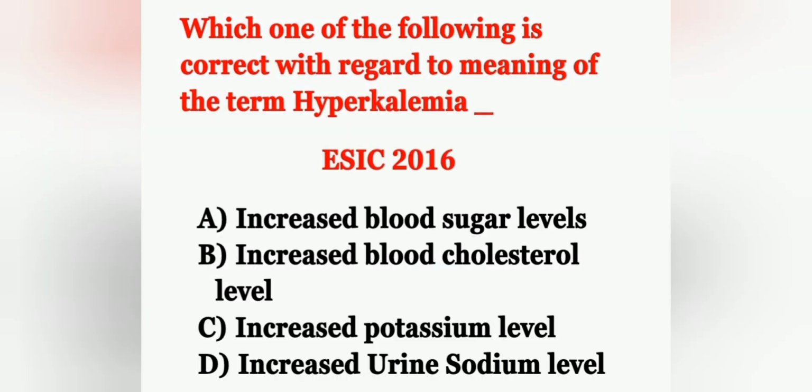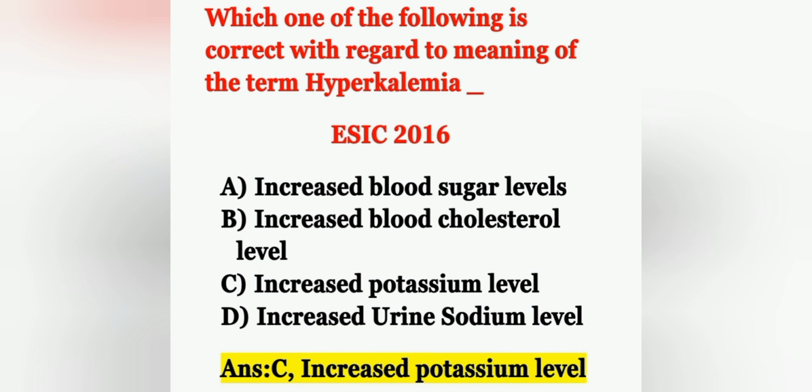The next question, which one of the following is correct with regard to the meaning of the term hyperkalemia? Options: option A increased blood sugar level, option B increased blood cholesterol level, option C increased potassium level, option D increased urine sodium level. Hyperkalemia means increased serum potassium level. Normal serum potassium level is 3.5 to 5.1 milliequivalent per liter. That is an important point.